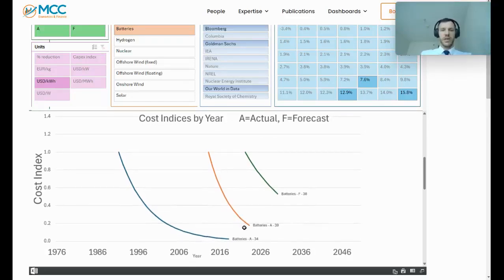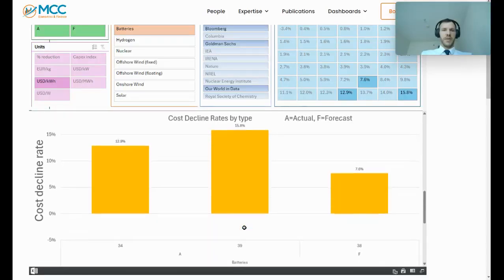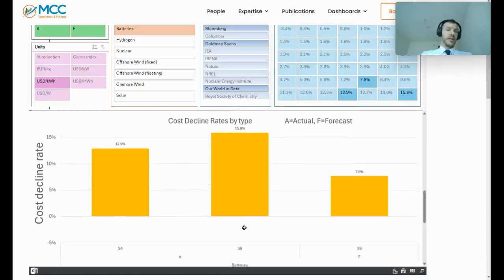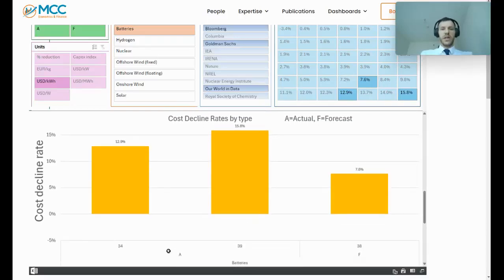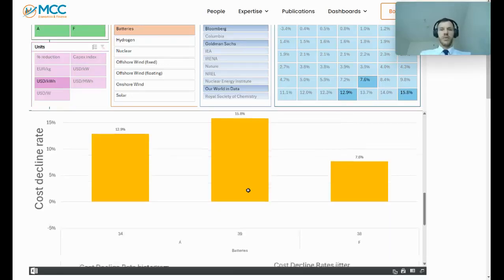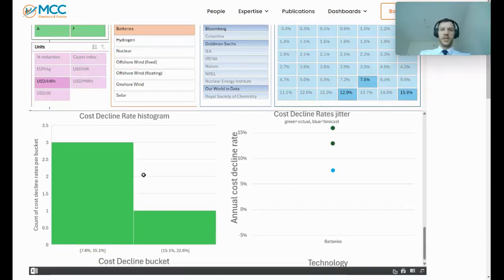You can see the cost decline for batteries being very steep here. And then we've got that depicted slightly differently again in the next chart here with regards to whether it's an actual cost decline here for batteries or a forecast cost decline. And you can see the forecast cost decline being a good deal smaller than the actual cost decline that we saw for batteries. And then the same information again, just in a histogram style on the left in green and in a jitter chart on the right.